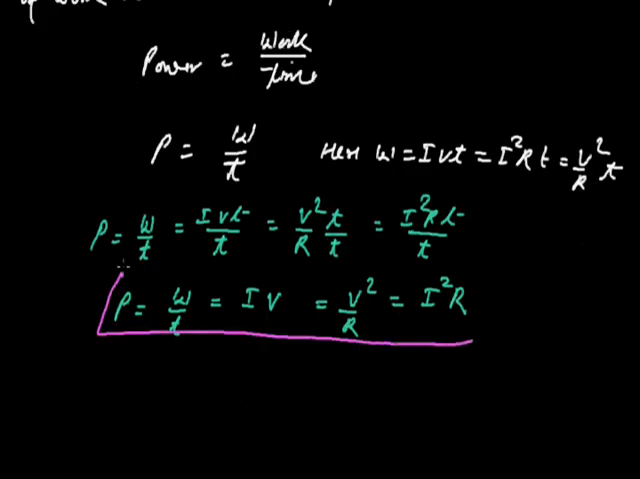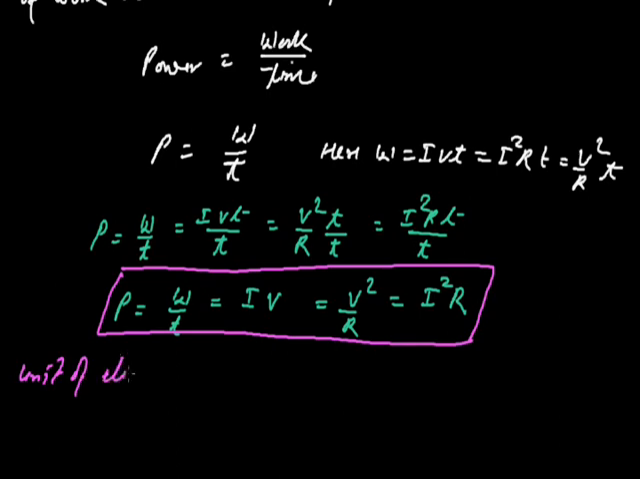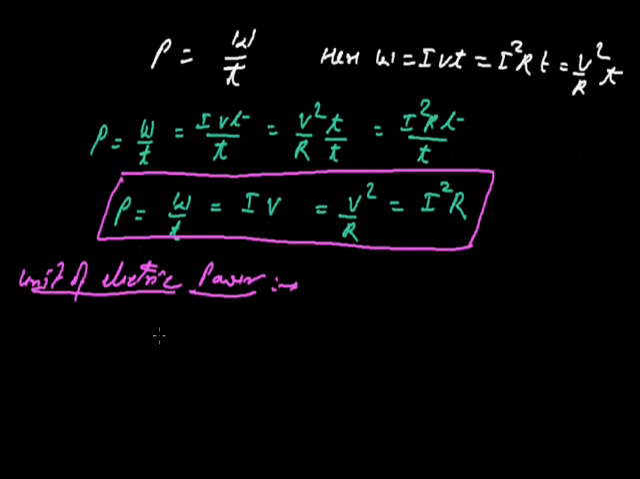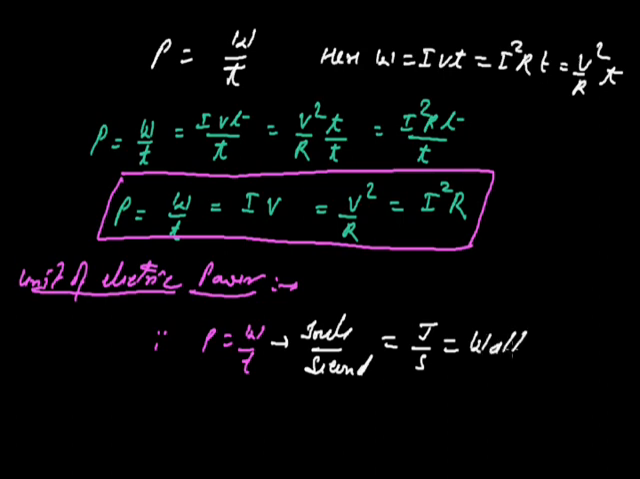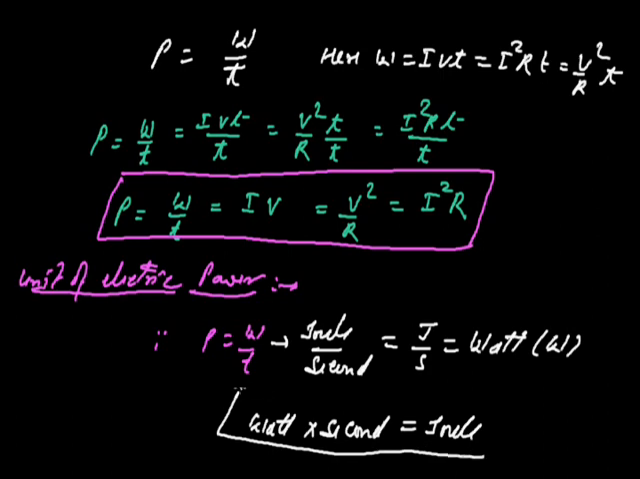Now units of electric power. Because P is W by T, it is joule per second, also known as watt. It means we can also write watt into second is joule. This is the important relation between energy and power: watt into second.